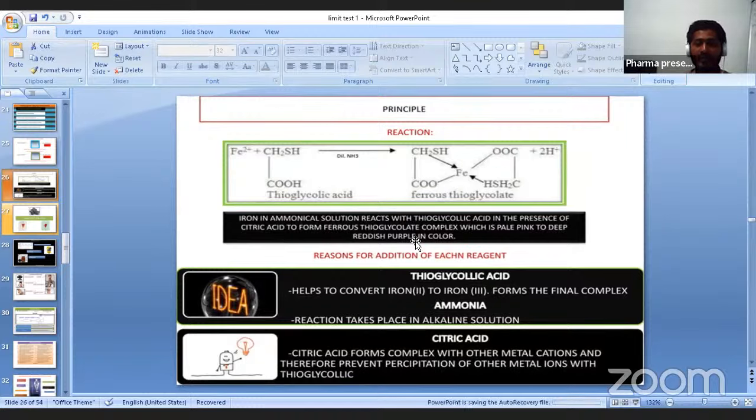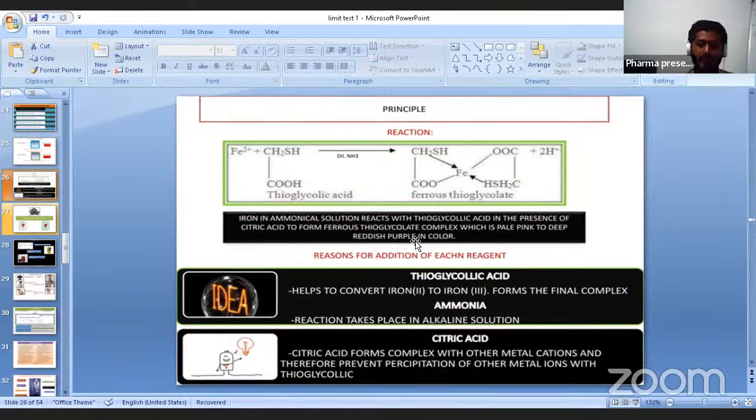If you're adding it later, you won't be getting the proper result, because thioglycolic acid is going to react with the other metals also. So in this stepwise procedure, what has to be added where plays a very important role. That is why these standard procedures are mentioned, in order to give you the exact results, the exact color, and then only you'll be able to properly check the color changes and do the proper comparison.